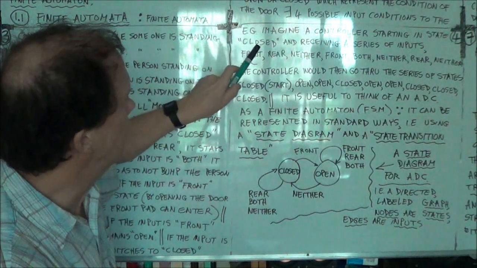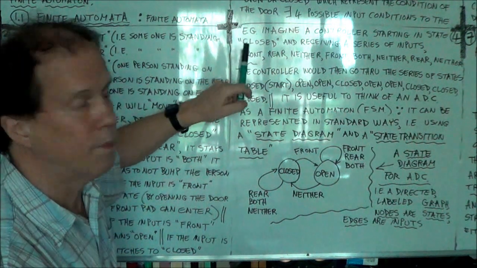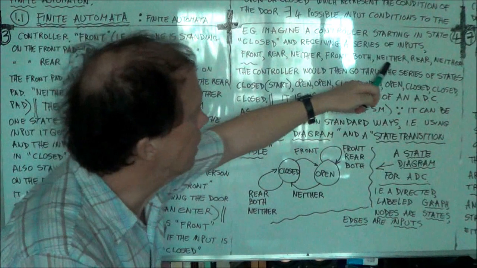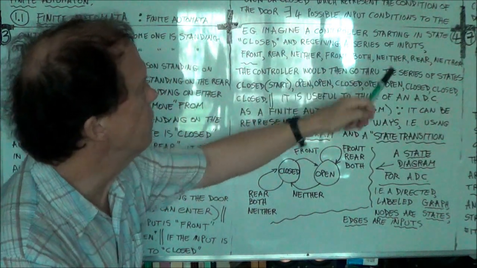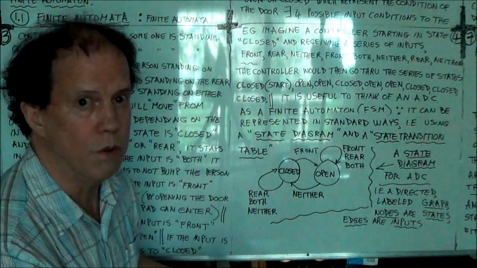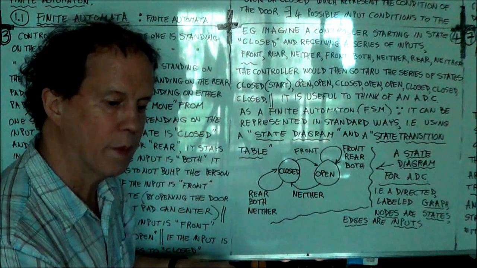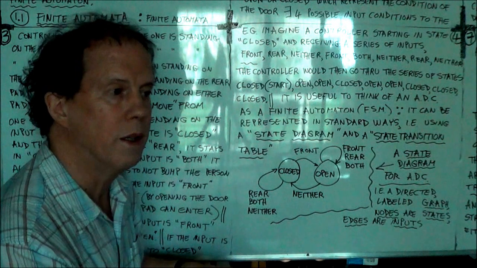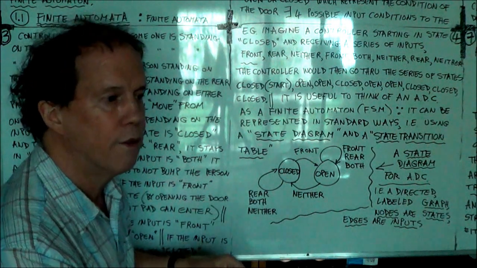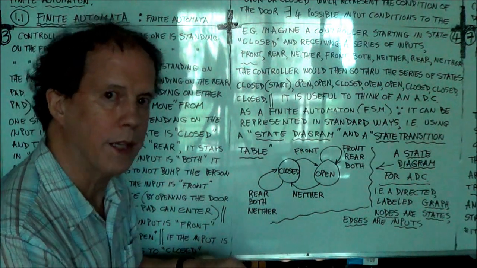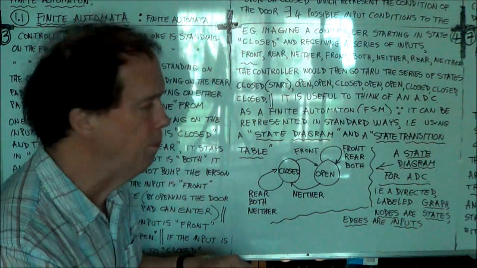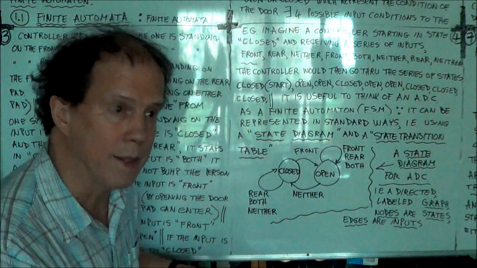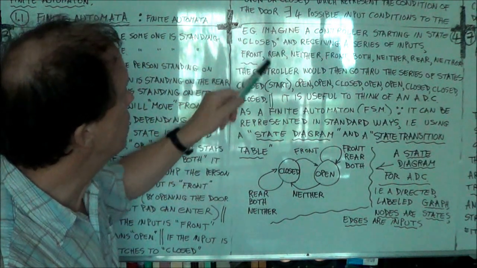Given that the controller starts off in state closed, and then it gets this sequence in time of these input signals, you should be able to deduce, by looking at the state transition table, these rules, a table of rules for deciding what the next state should be. You should be able to deduce the sequence of states. Okay? Starts off with this one.